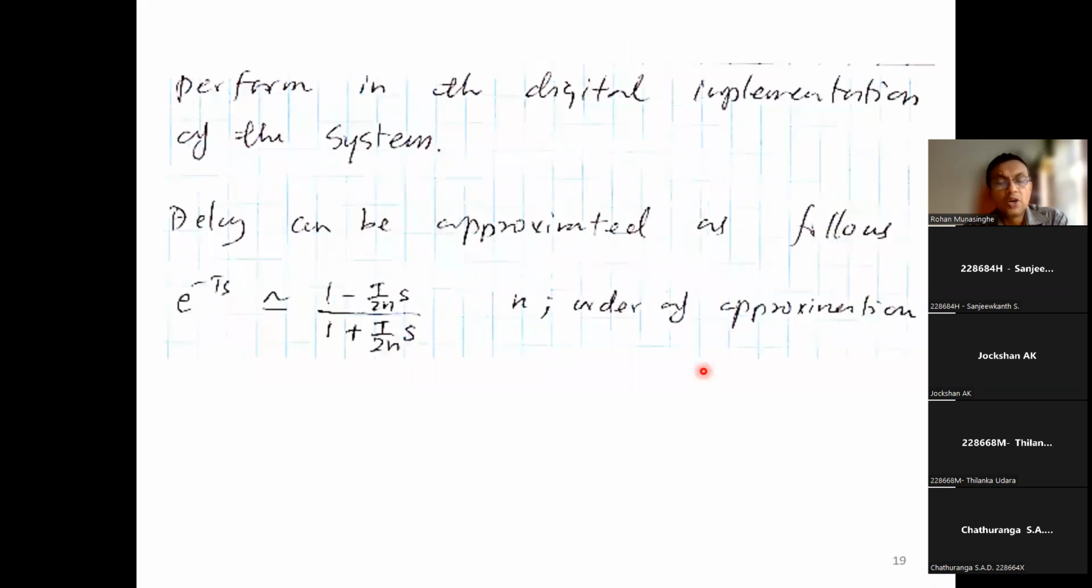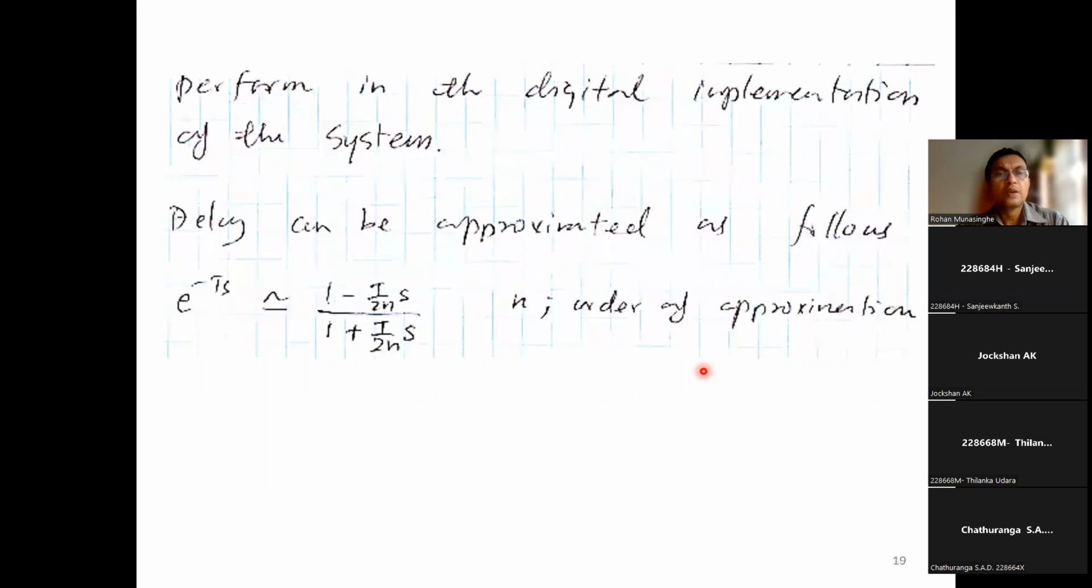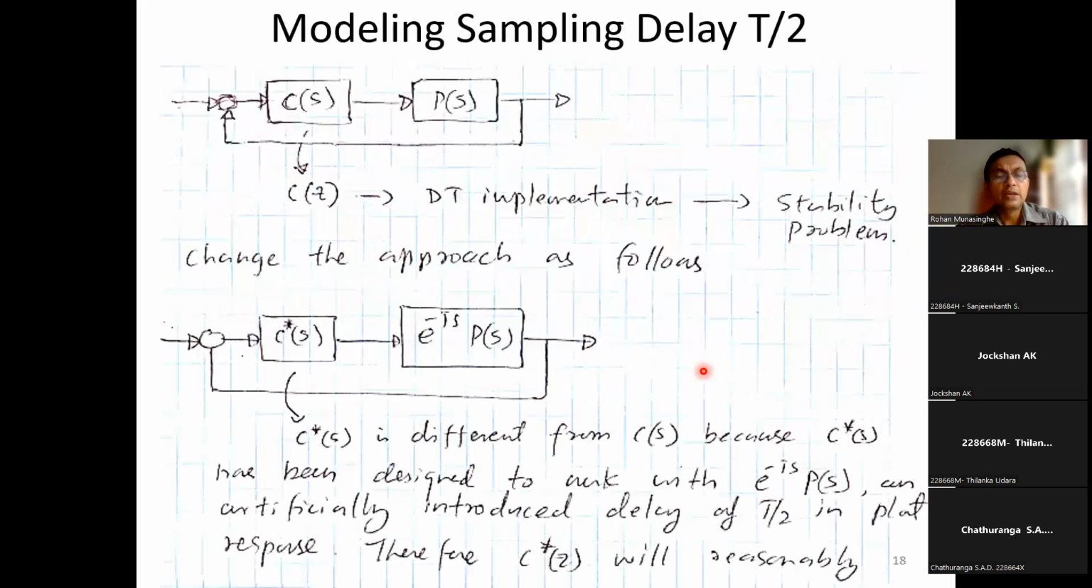I want to do the deadbeat control, which is the discrete control system, very famous, but I don't have time for that today. I will take that next week, deadbeat control. And I will prepare the first assignment and upload it to the Moodle so that you can download it and work it out within the next 2 weeks.